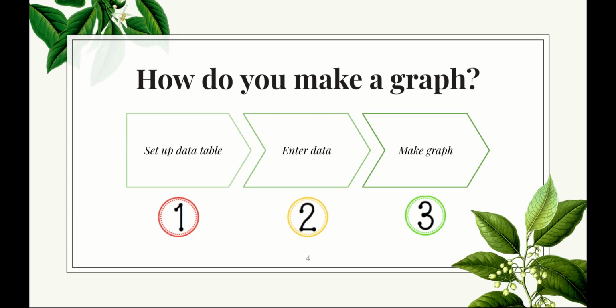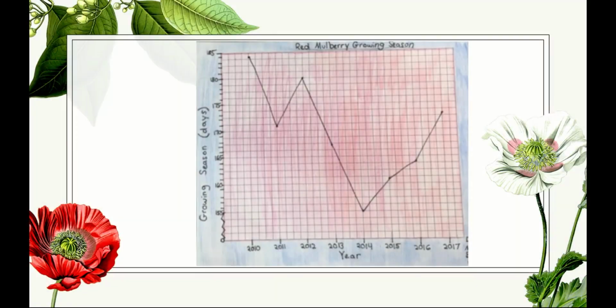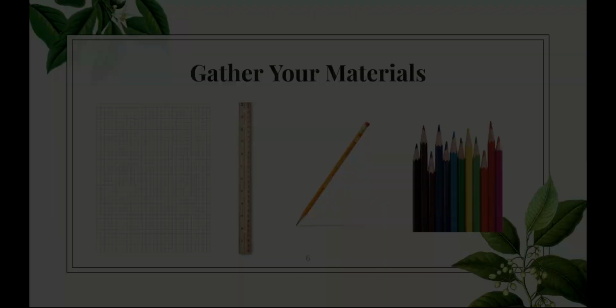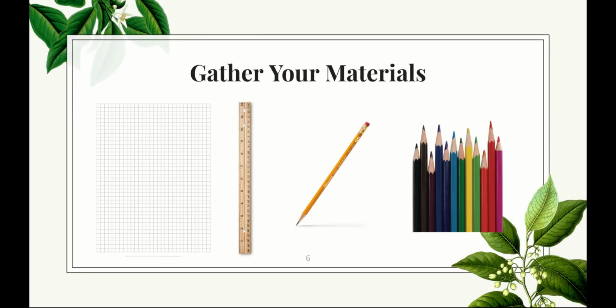Once you have located your data table with your data already entered, you are ready for step 3, making your graph. Today's graph, we're going to make pencil and paper, unlike our first graph, which we made on the computer. So you will need to gather some supplies before you can start making your graph. You should have graph paper in your folder from school. You'll need a ruler, a regular pencil, and colored pencils would also be helpful if you have them.